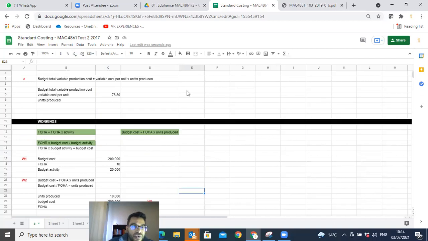So now we can finish this off. Units produced, or budgeted units produced, is 10,000. So variable manufacturing costs is 76 times 10,000 units, which is budgeted cost, which is 768,000. Okay, so just take note of that. So very important to take note. Those three formulas are extremely important.